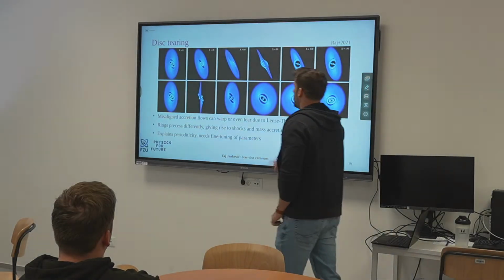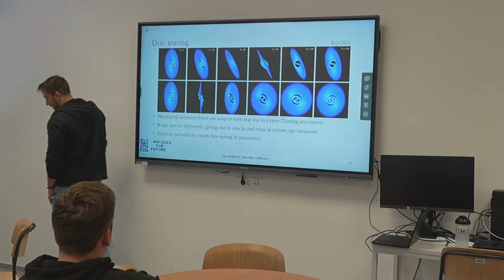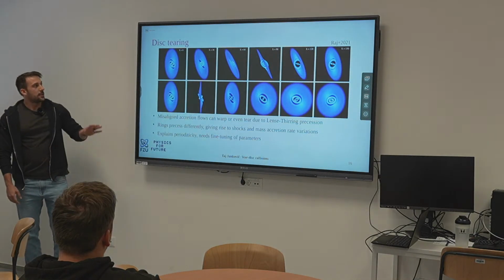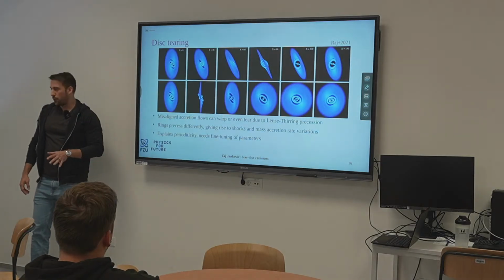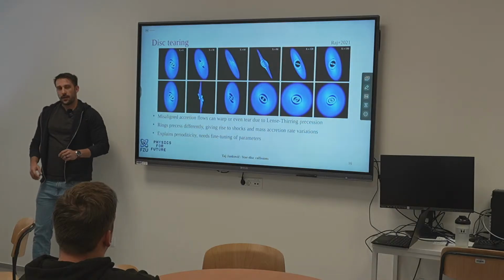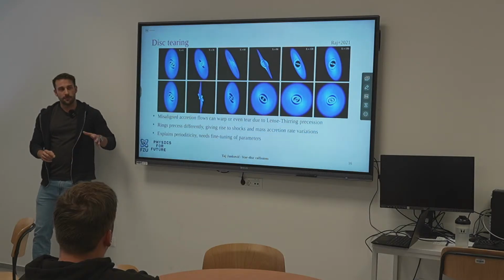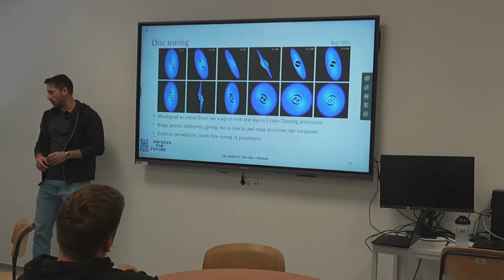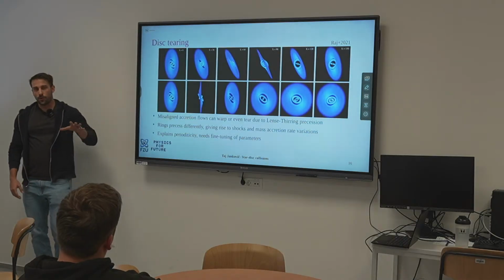So this model, disk tearing, is related to the instabilities in the accretion disk. The idea here is that you can have an accretion disk and a black hole which is rotating. And then if the spin of the black hole and the angular momentum of the accretion flow are not aligned, you have Lense-Thirring precession. Basically, the accretion flow in the accretion disk will precess around the spin of the black hole, which can result in the warping of an accretion disk.